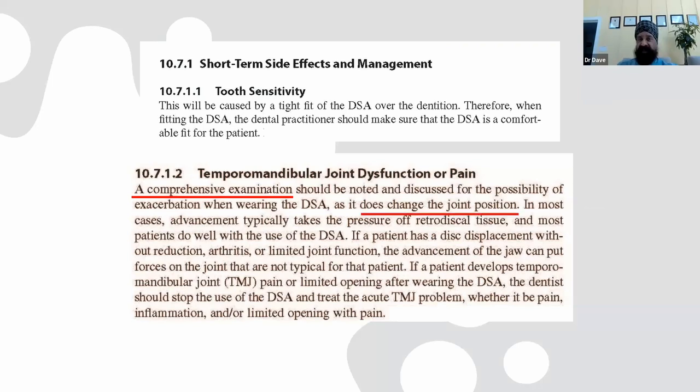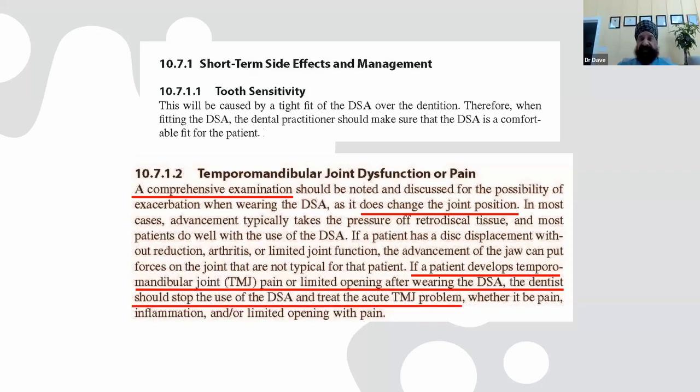Because these devices do change the position of the temporomandibular joint, specifically the condyle of the mandible and the articular disc will change position. The glenoid fossa, as you know, is part of the cranial base. And so if the patient does develop TMJ issues, pain, limited opening, then the treatment has to be discontinued and the TMJ problems have to be addressed.